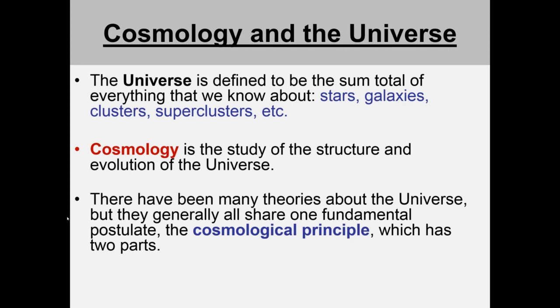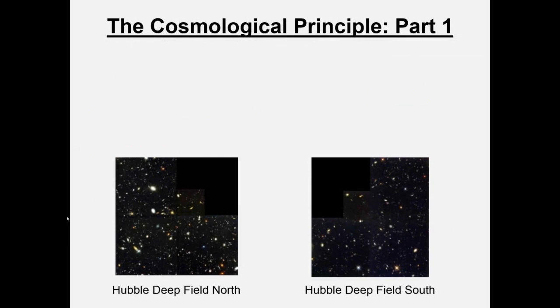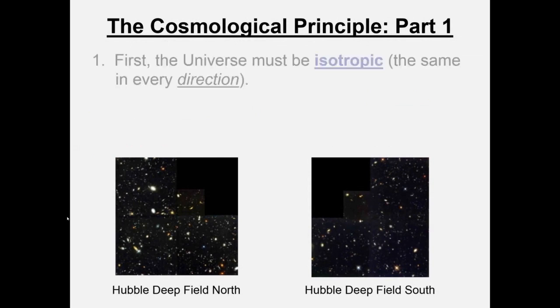And the cosmological principle is basically the idea that our universe is in fact understandable. There's simply just two things that we need to rely on for that to be true. All right, so the cosmological principle has two parts. One is that the universe must look the same in every direction, more or less.